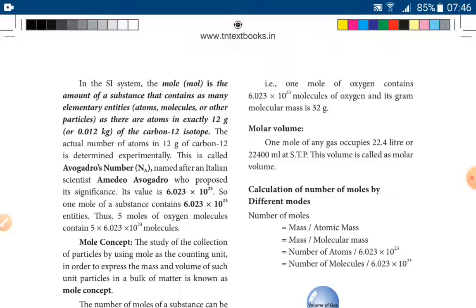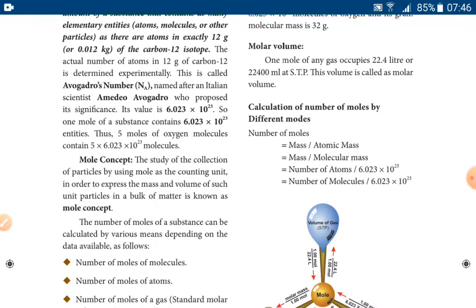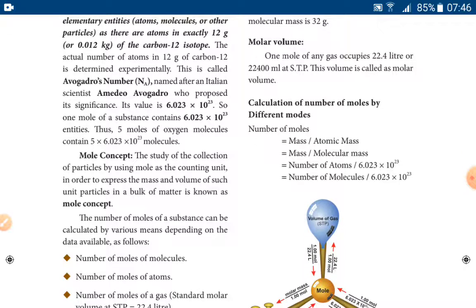Then the calculation of the number of moles by different modes. There are different methods to calculate, and different formulas are given. The first one: the number of moles can be calculated using the formula mass by atomic mass. When you are given the mass of the substance, by taking the atomic mass you can calculate the number of moles. Suppose you are given the substance in the form of molecular mass, you can take the number of moles equal to mass by molecular mass.